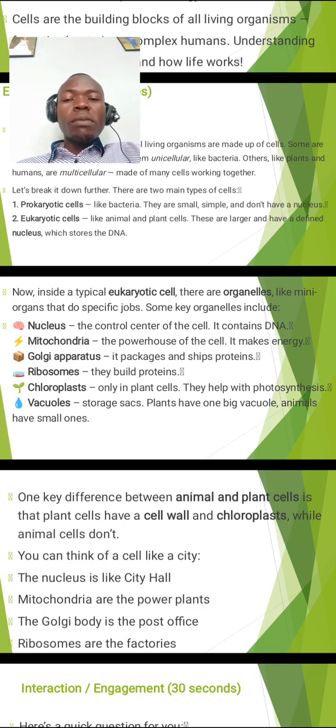Then also we have ribosomes. These help in protein synthesis. We shall look at that later on. Then also note the chloroplasts are only found in plant cells. These help in the process of photosynthesis, where green plants make their own food. Then also we have vacuoles, which are storage sacs. Plants have big ones, while animals have small ones.